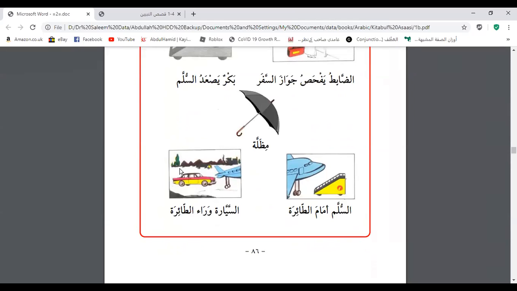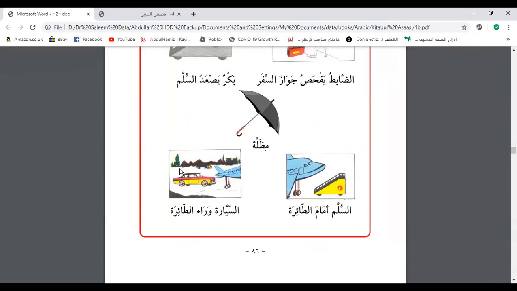مظلة, umbrella. مظلة, the tool that gives you shade, the object that gives shadow. ظل means shadow. مظلة, so the one that gives you shade.